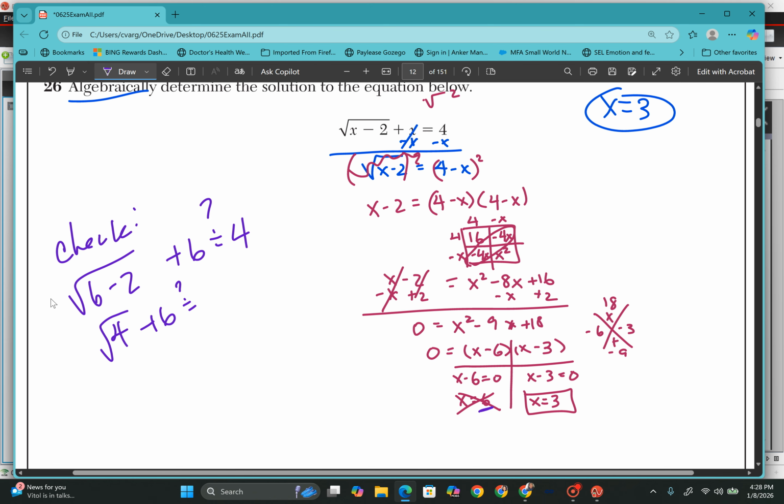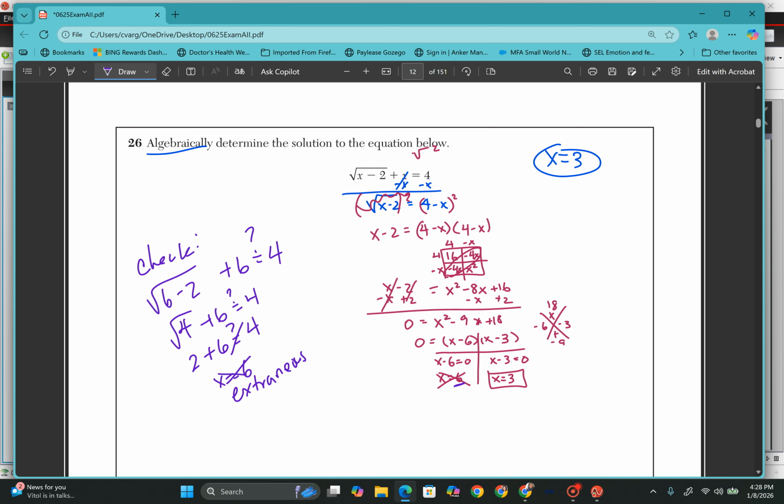Does that equal 4? Square root of 4 is 2. 2 plus 6, does that equal 4? And the answer to that is no, it does not. So x equals 6 does not work, and this is called extraneous. Extraneous means that it is extra and it does not work.